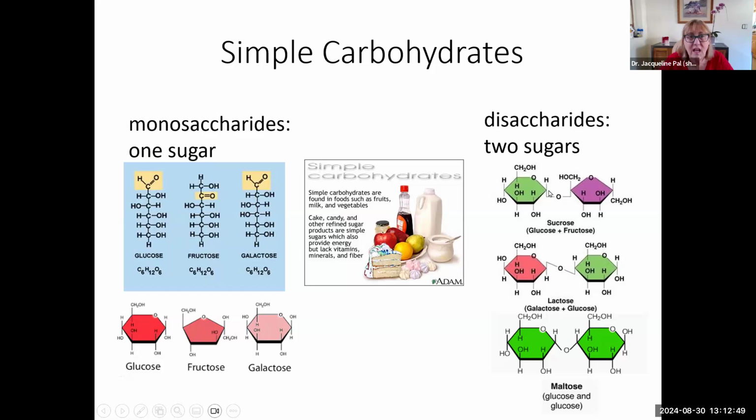And what does this mean? It means they are very easy for our bodies to break down, and they are simple for us to get quick sources of energy. There's no fiber in them. There's no vitamins in them. There's no minerals. They're just quick energy. They're going to give us a quick sugar boost.